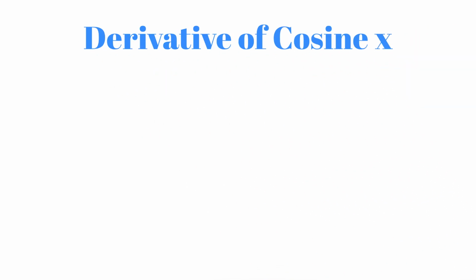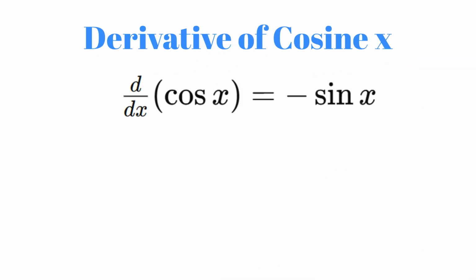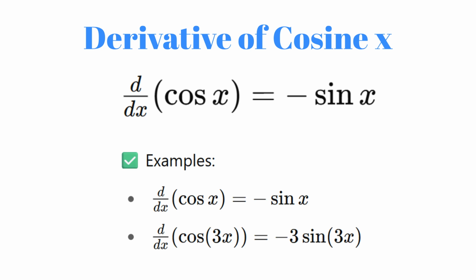Derivative of cosine x. The derivative of cosine x is minus sine x. First example, the derivative of cosine x is negative sine x. Second example, the derivative of cosine 3x is negative 3 times sine 3x.